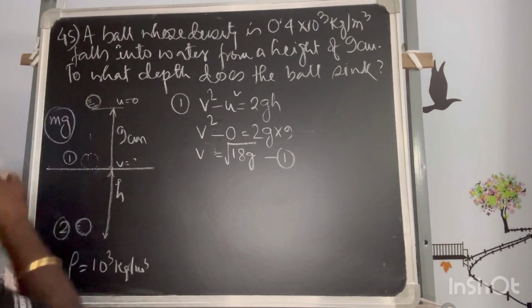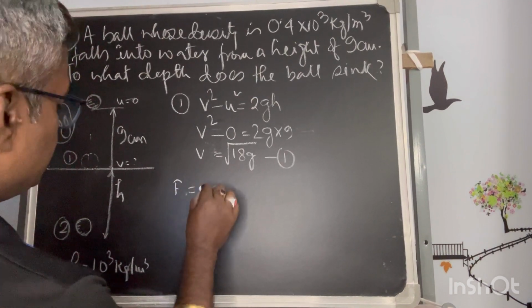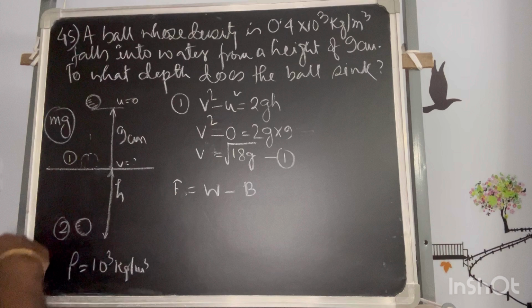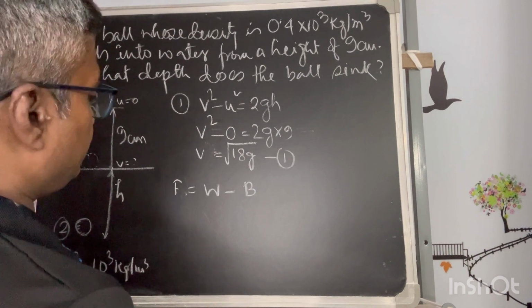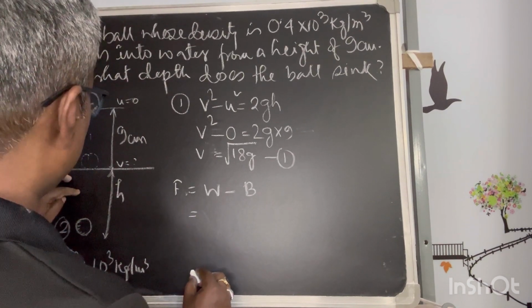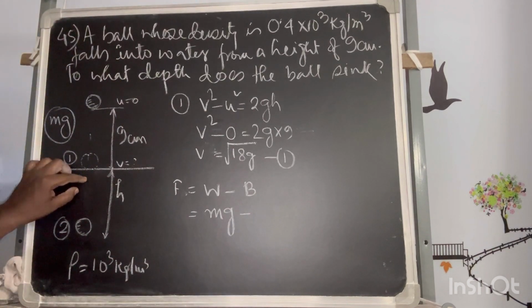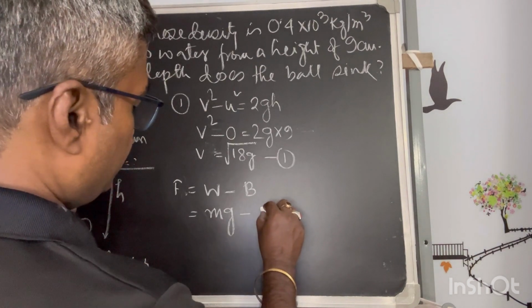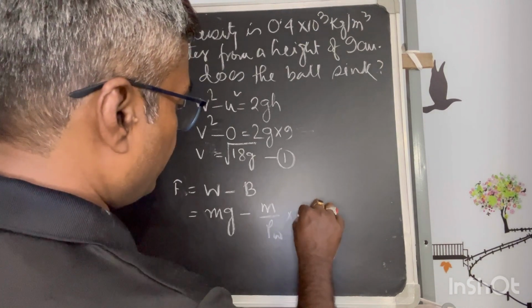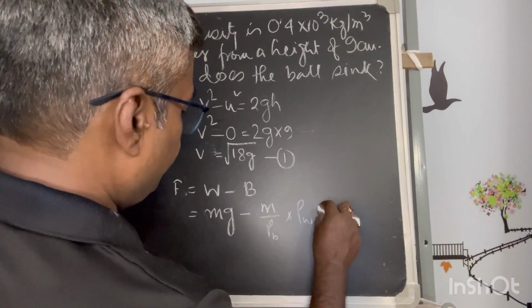This is the weight. But because the ball is dipping inside, there is a force acting. F is equal to the weight of the ball minus the buoyancy. This will be the effective force, and due to it there will be a reduction in the velocity. The weight of the ball is mass into g, minus the buoyancy when it sinks in water, which is the volume, mass divided by the density of the ball, times the density of water into g.